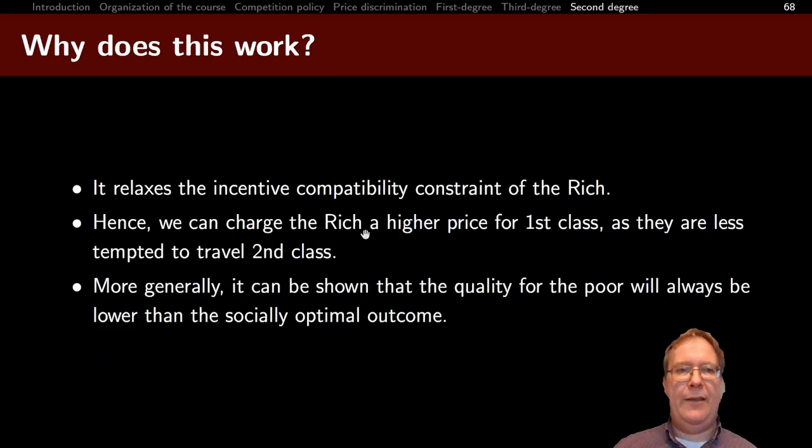I explained this already. It relaxes the incentive compatibility constraint of the rich in technical terms. We can charge them a higher price. They are less tempted to travel second class. And if you would do a full analysis beyond the scope of this course, you can show that indeed the quality for the poor will always be lower than the socially optimal.